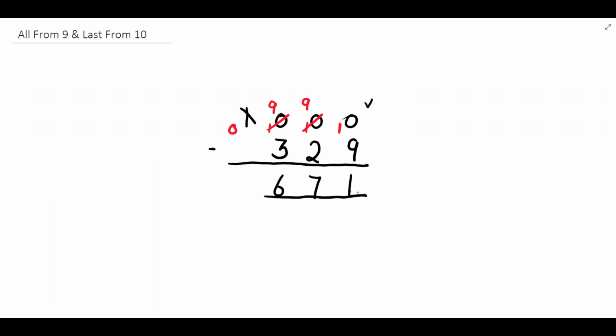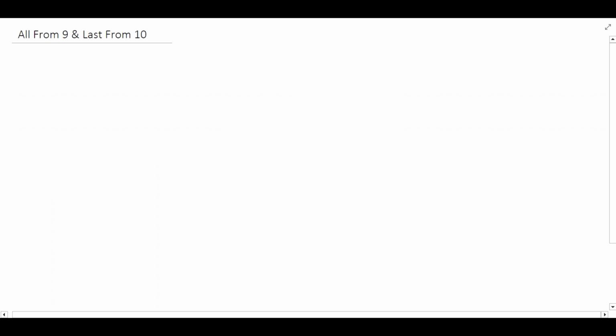The technique all from 9 and last from 10 is basically a shortcut and a simple formula to do this method more efficiently rather than having to borrow and subtract 1 every single time. So what we do in this method, let's take the same numbers. 1000, 329.